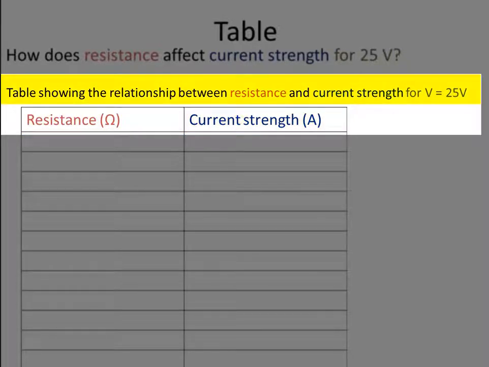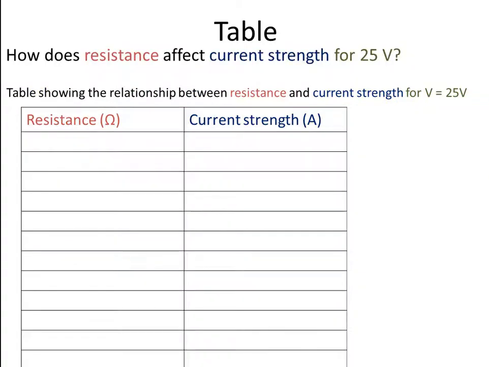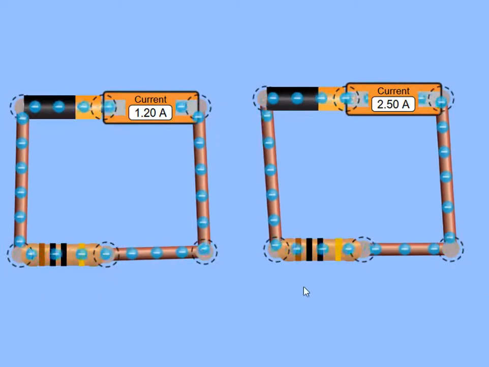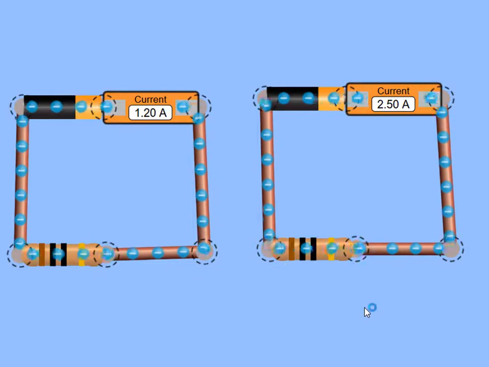And then we have the same, but now for 25 volts. So we're going to have two tables. So in effect, we're having two investigations that we're going to run parallel to one another. So now let's go back to our simulation and let's collect our data.